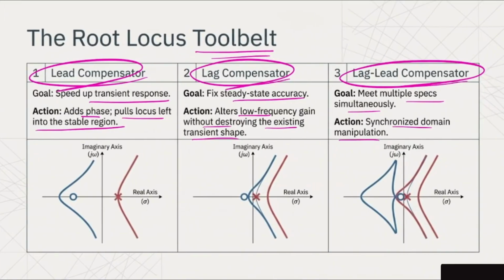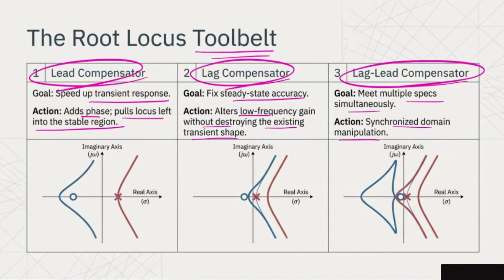As I just mentioned, we have the lead and lag compensators. About the lead compensators, the goal is to speed up the transient response. What does that mean? It means that if I can succeed in moving my root locus to the left side, I can increase the speed of the whole system. So the transient response would be faster. So how can I do that? By adding phase lead, which pulls the locus left into the stable region.